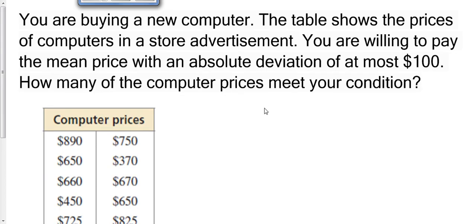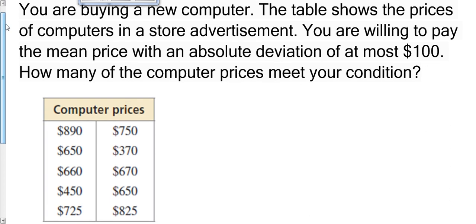Okay, so the dreaded word problem. Here we go. So you're buying a new computer. You go to the store. You want to get a new computer. At this time, maybe you would get a MacBook or a Dell or something, who knows. And the table shows the prices of the computers in the advertisement, and you're willing to pay the average, the mean, and you're willing to pay an absolute deviation of at most $100.